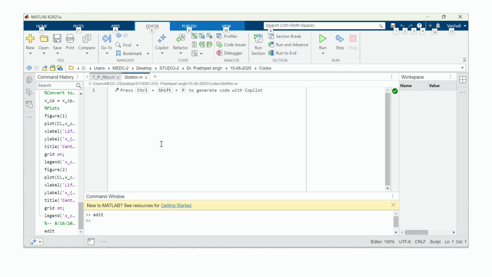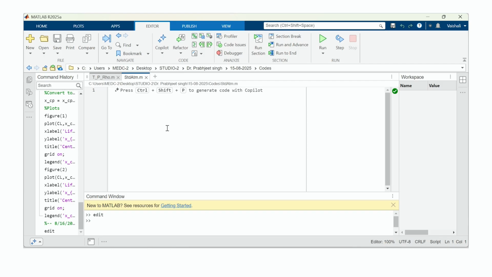I've already written one code related to the calculation of aerodynamic center and center of pressure. Now let us write the MATLAB code for finding the pressure, temperature and density with geopotential altitude. I always suggest my students to hone their skills in simulation as well, which is quite useful. Now let me start writing.